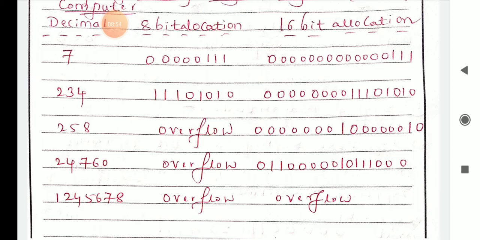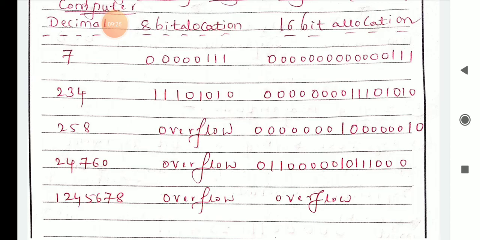Again, for 258 in 8 bit location I have written overflow, and in 16 bit location you get the answer. Why am I writing overflow for 258 in 8 bit location? Because for an unsigned integer, the range in 8 bit location should be 0 to 255. Above that range, you write overflow. Okay, so next.